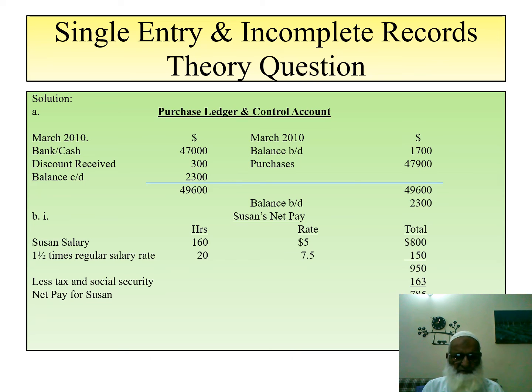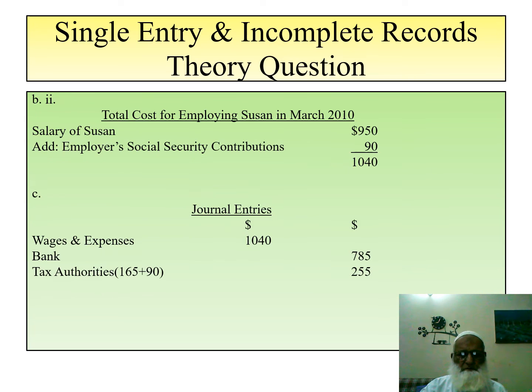But before payment, we have to deduct tax and social security, that is $165. So the net amount to be paid to Suzanne was $785. I hope you are understanding this, which is very easy calculation. Now part B, total cost of employing Suzanne. This is what we have to calculate for Zhang.